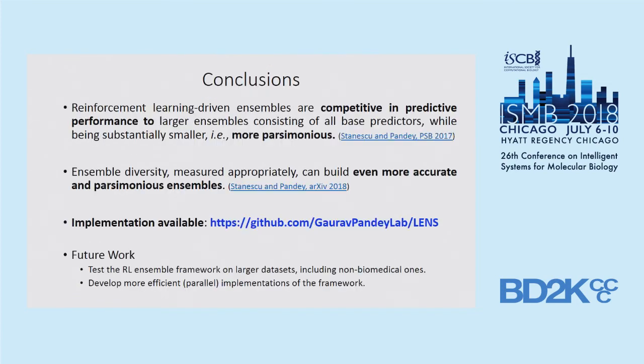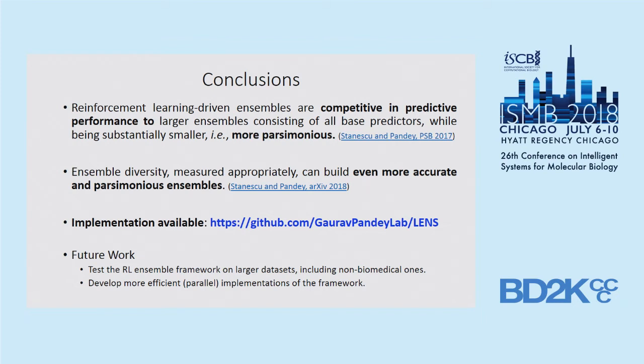So in conclusion, I wanted to point out that these reinforcement learning ensembles and this framework that we developed are competitive in prediction performance to the larger ensembles that can be obtained more straightforwardly, while being substantially smaller or more parsimonious. And also, if we incorporate ensemble diversity, and if that is measured appropriately, we can build even more accurate and parsimonious ensembles. So I invite you all to try out our implementation.